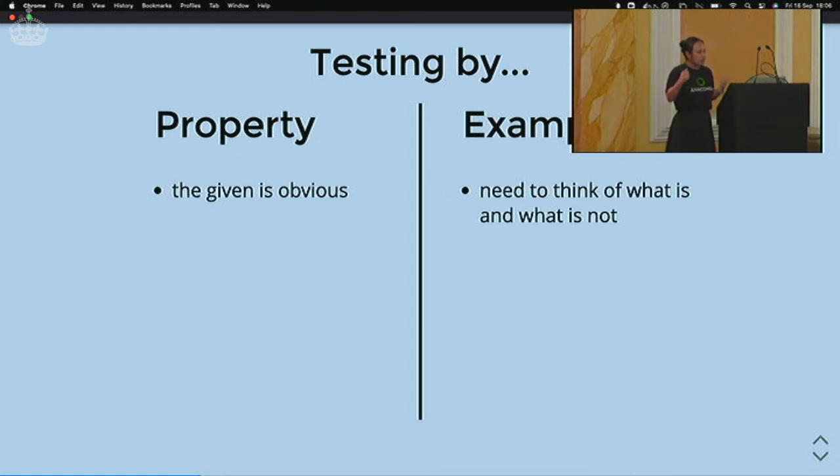When you use typing, you already know what type of input you're expecting, right? Sometimes it's more than one type, but you will list them out. So it's quite obvious what is given. That's something that matches with property-based testing.